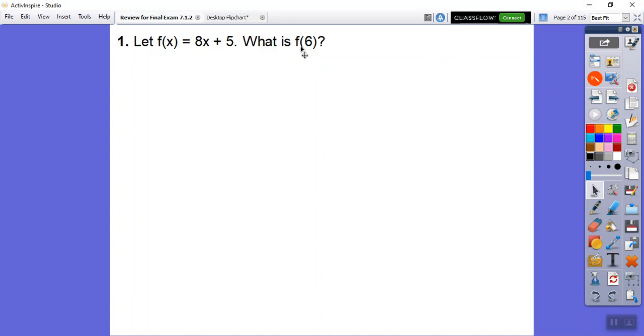hopefully. But I'm going to plug this 6 in right here and right here. So it's basically 8 times 6 plus 5. So 8 times 6 is 48. 48 plus 5 is 53. Okay, so just plug this in wherever you see an x in my function right here. All right, let's try the next one here.